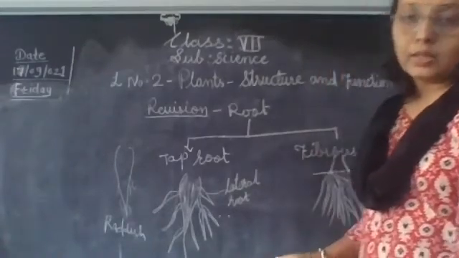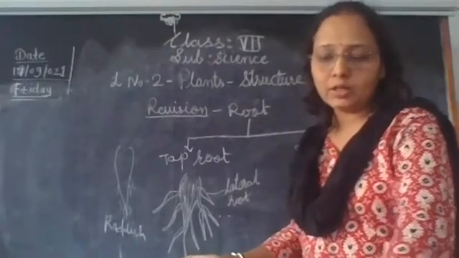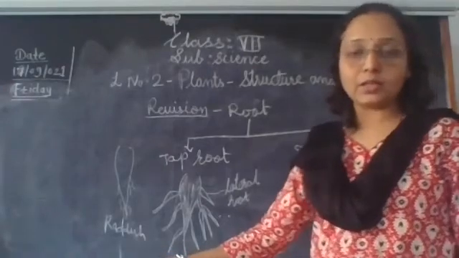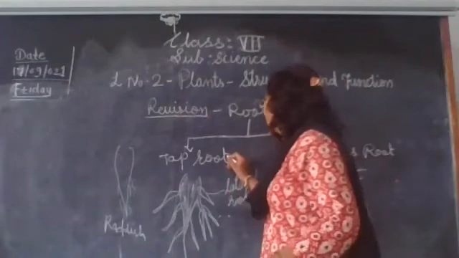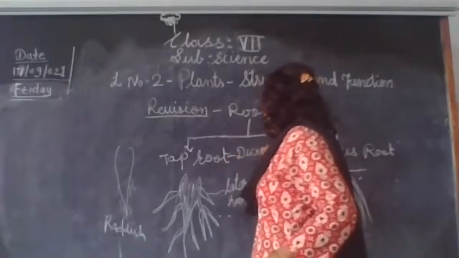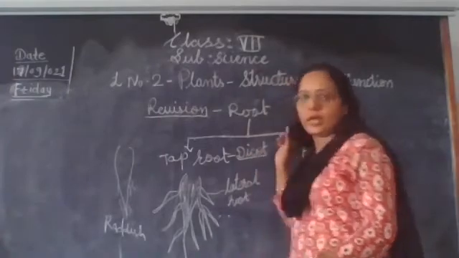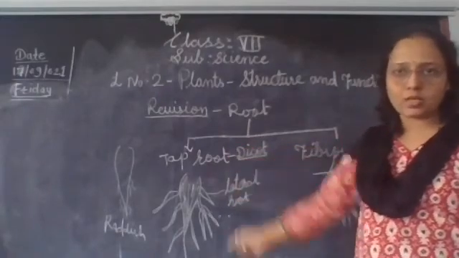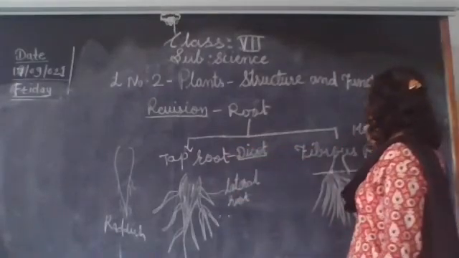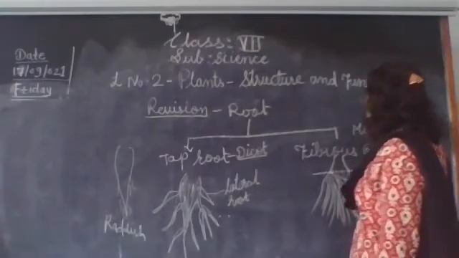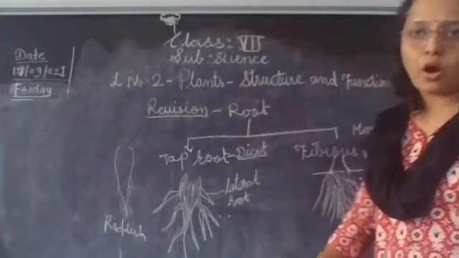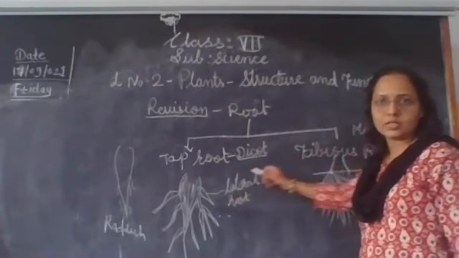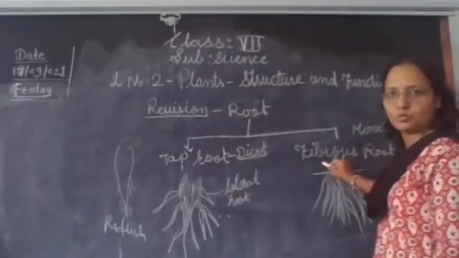Okay, understood? Then usually there are dicot plants and monocotyledons. So dicot plants have the taproot system, usually in dicotyledons. Dicot means the seeds divide into two halves. And monocot means the seed does not divide into two halves, that is a monocot plant. So in dicot plants, the taproot system occurs, whereas in monocot plants, the fibrous root system occurs.